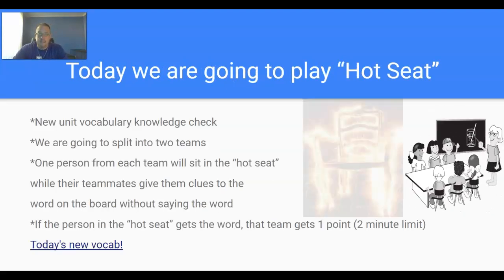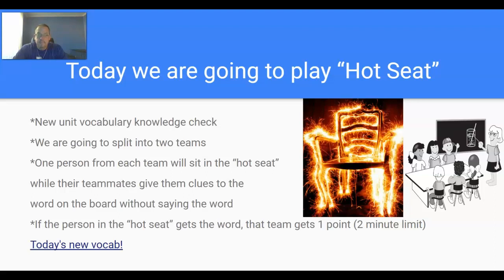Today, we're going to play hot seat. A new vocabulary knowledge check is what we're really going to look forward to today. We're going to split up into two different teams. So I need this side of the classroom over here and everybody else on this side of the classroom over here. And we're going to pick one person from each team. Don't worry, everybody, how to do this.